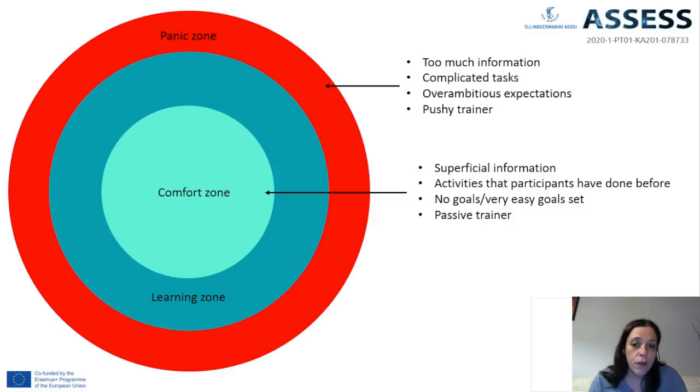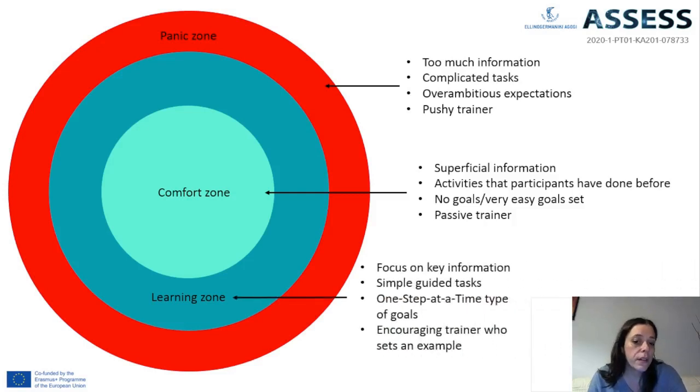So if I avoid these 2 extremes, I am in the learning zone. That means that I focus on the key information. I'm not overdoing it, but I'm also not giving too little information. I have got some tasks that I'm sure that they can handle, and they provide the necessary guidance. I am making sure that I have goals that are oriented one step at a time. I'm going to explain a little bit more about that later on.